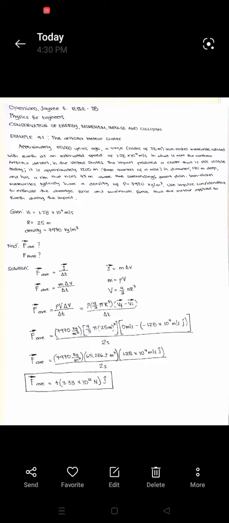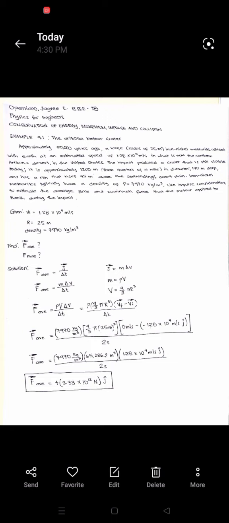Example 9.1, the Arizona Meteor Crater. Based on the given problem, given are the initial velocity, which is equal to 1.28 times 10 raised to 4 meter per second, the radius of the meteor, which is 25 meter, and its density, which is equal to 7,970 kilogram over meter cube. This given can help us to solve the average force. In this problem, we're going to find the average force and the maximum force. So let's solve first the average force.